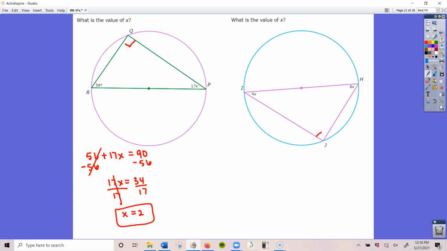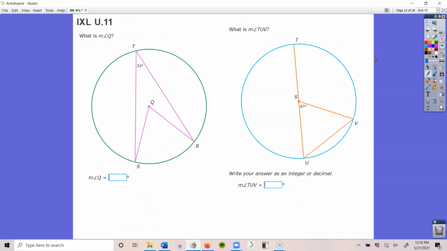Over here, this is also 90. So that means that the 4x plus the 6x has to equal 90 degrees. So we add these two together. 4x plus 6x is 10x. And then we divide by 10. So x is equal to 9. And that's it for that IXL.